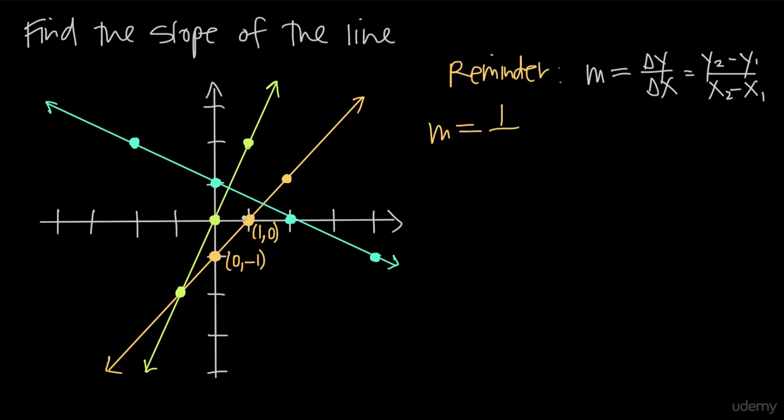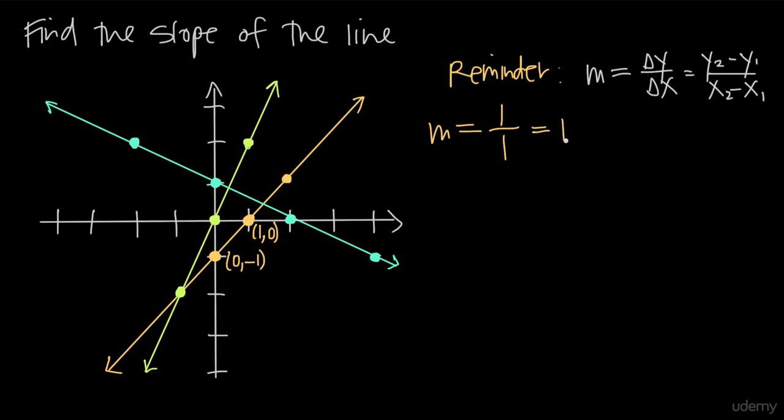Now, how do I get out to this point? Well, I have to go 1 unit in the positive direction of the x-axis. In other words, I have to go over 1. So my change in x is going to be +1. So m is equal to 1 over 1, or just 1. Therefore, the slope of this line is going to be equal to 1.